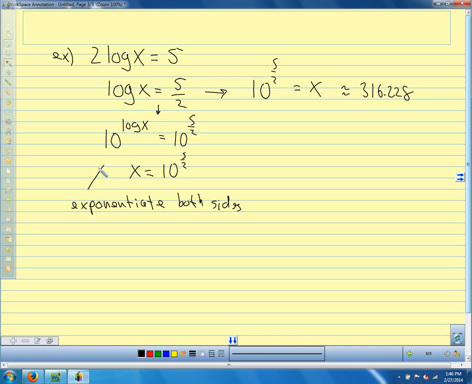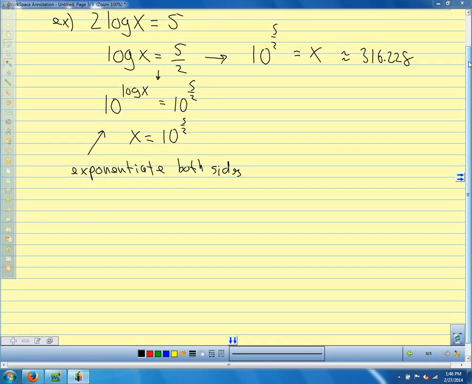So that's what we did here. Same process, same idea, same result. So you can think of it either way. Write it in exponential form or exponentiate both sides, and we get to the same place. Questions on what we did there? That one was a nice easy example.